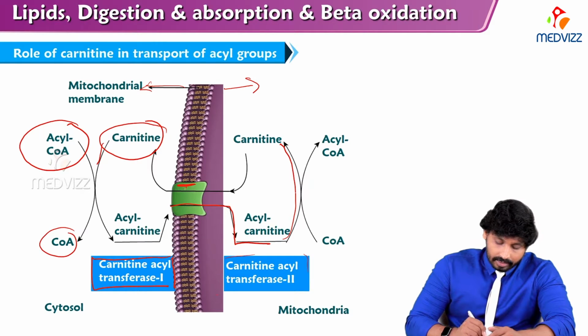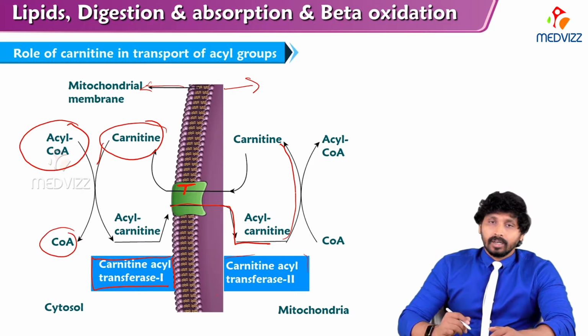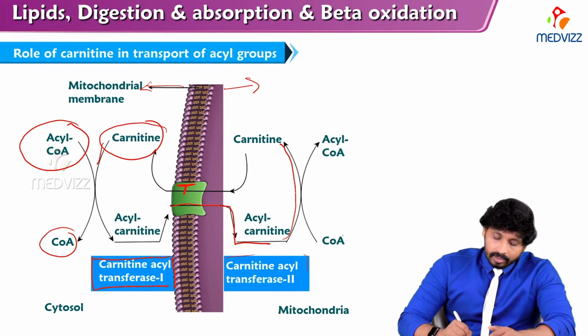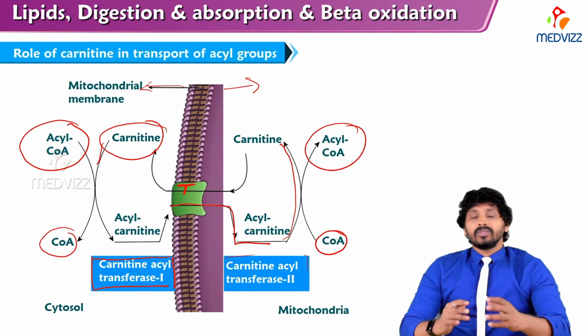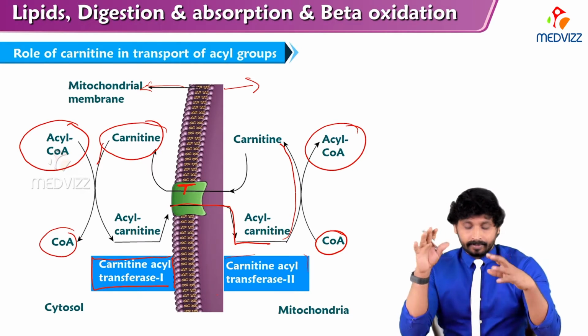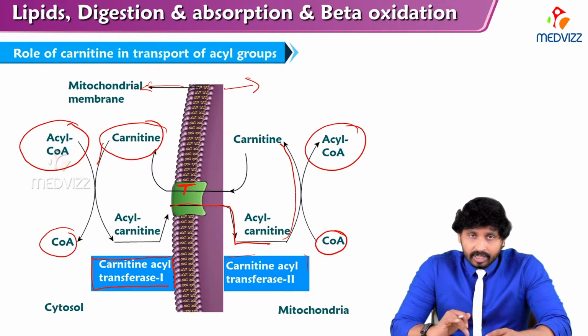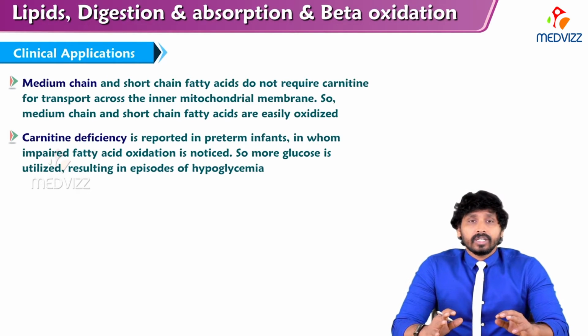This is translocase. CoA is present inside the matrix of the mitochondria. This CoA attaches to the acyl part to form acyl-CoA. So acyl-CoA is the starting substance of beta oxidation proper. So this is the overall diagrammatic representation of the carnitine shuttle. Now, the clinical applications of this carnitine shuttle.